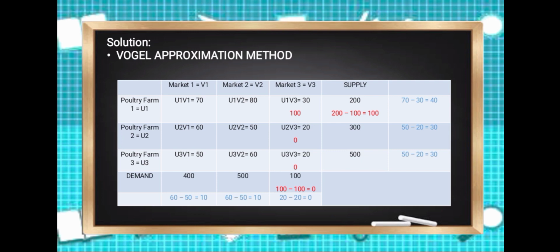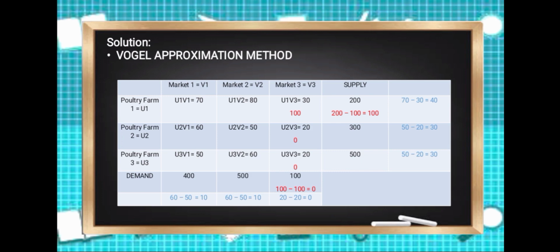In row 1, the least is 30 and the second least is 70. So 70 minus 30 is equal to 40. And then in row 2, we have 50 minus 20 is equal to 30. And then in row 3, it is 50 minus 20 is 30. After that, in all penalties, find the highest value.